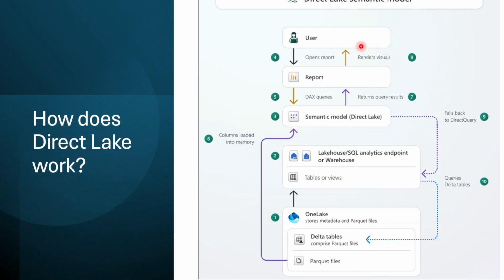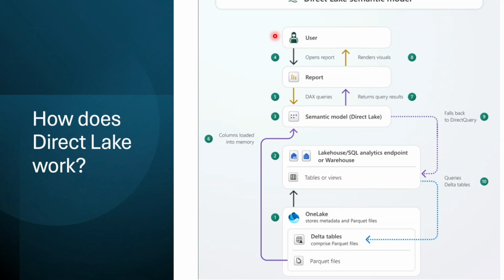Now we'll understand how direct lake mode works. At point number 1, you have your OneLake, and inside your OneLake, you have Delta tables and Parquet files. At point number 2, you have Lakehouse and SQL Analytics endpoint. At point number 3, you've created a semantic model with your tables from your Lakehouse, and then you've created a report, and now a user is using this report.